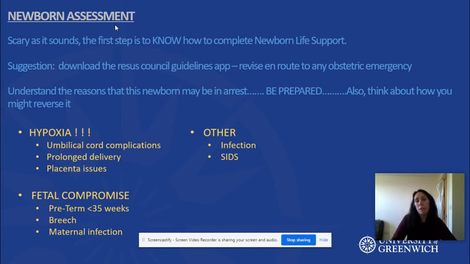The baby coming out blue, you're thinking hypoxia. You're thinking, right, mate, get the oxygen ready. We might need to oxygenate this baby. So looking at the signs of cyanosis.